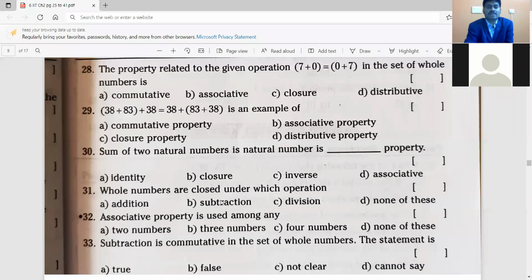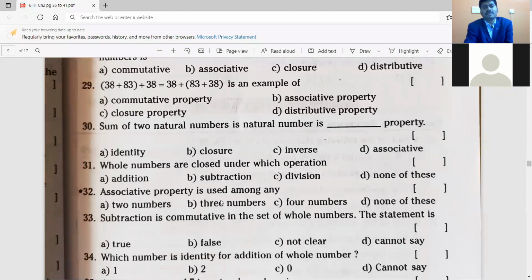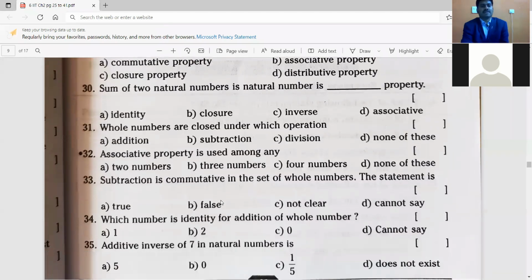Whole numbers are closed under which operation? Whole numbers are closed in the sense, let us take two whole numbers. 0 plus 1 is 1, and 2 plus 3 is 5. So we can say with addition we get a whole number, but with subtraction we don't get it, and division also we don't get it. Only addition we will get. Let us check the question.